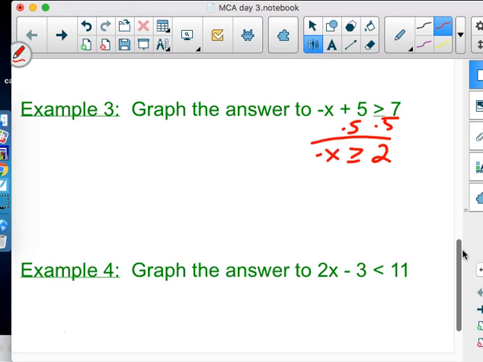And the next step is a big one. Because what do we have to do? Got to flip the sign. Divide by -1, bless you. And flip the sign.